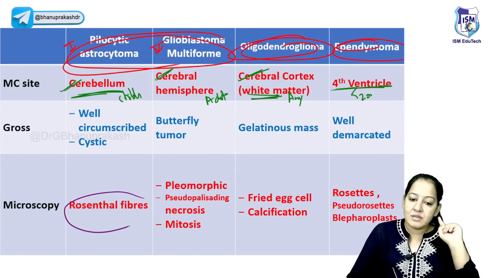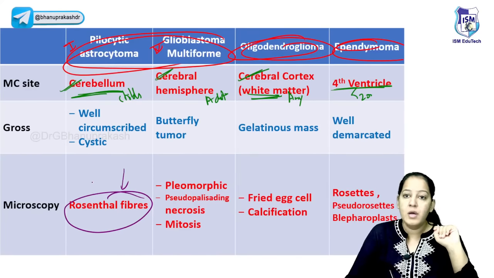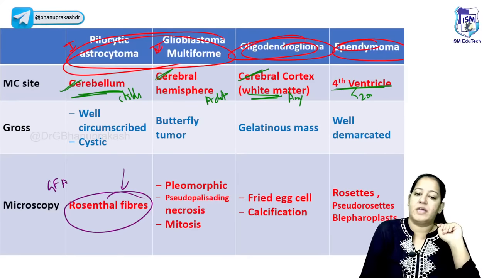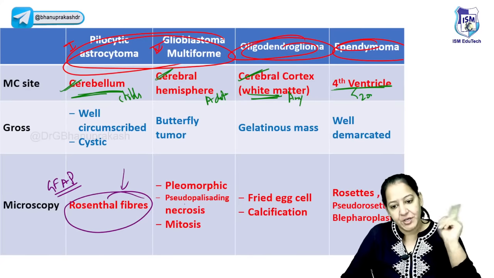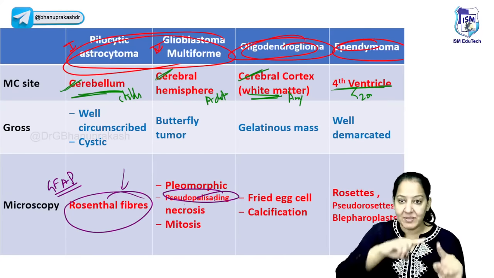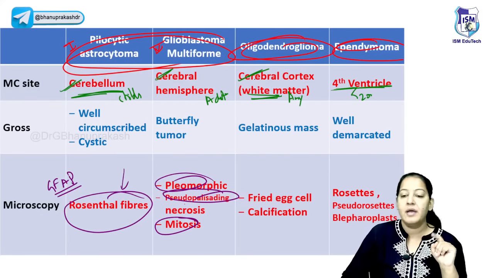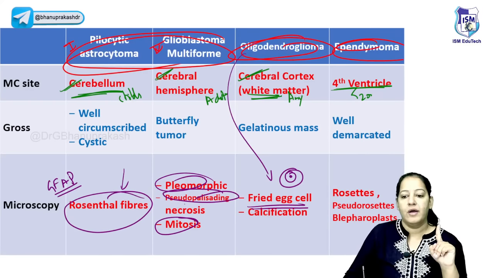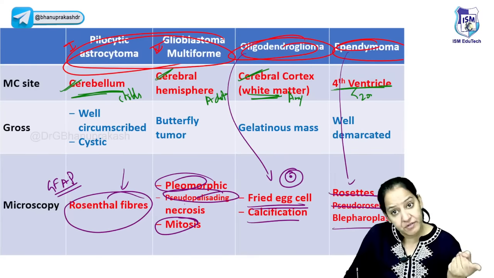Here the microscopy is the Rosenthal fiber. Instead of writing, draw it. What are Rosenthal fibers, I told you? These are the intracytoplasmic inclusion bodies made up of GFAP protein, pink color inclusion bodies of GFAP protein. Okay, here. In GBM, I told you what is pseudopalisading. The tumor cells surround themselves around the necrosis. Mitosis is common, pleomorphism is common. In oligodendroglioma, I told you fried egg appearance. You remember I told you, around the nucleus, there is a perinuclear halo. And calcifications are common. And in ependymoma, rosettes, pseudo-rosettes along with blepharoplast is common.